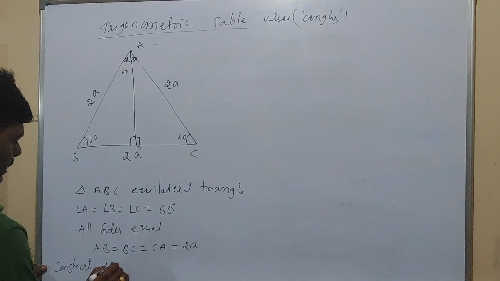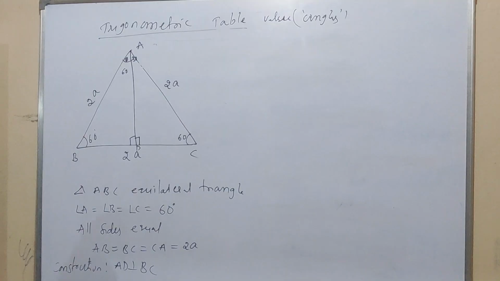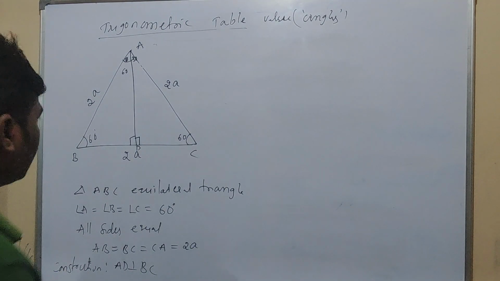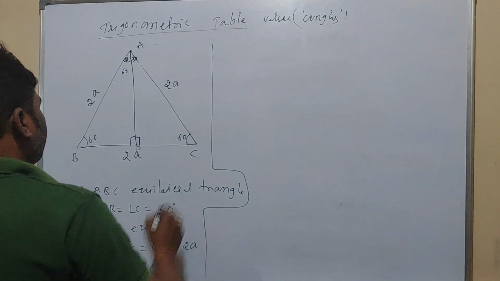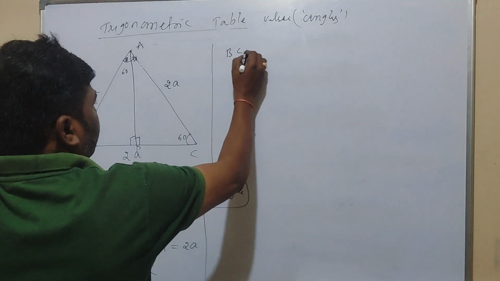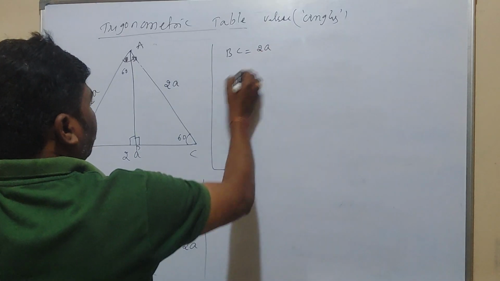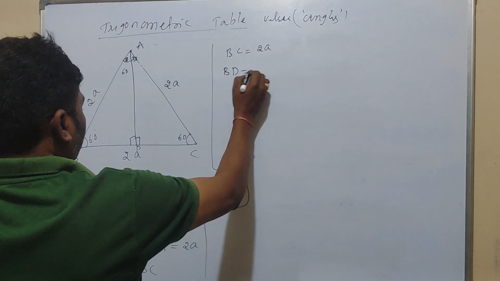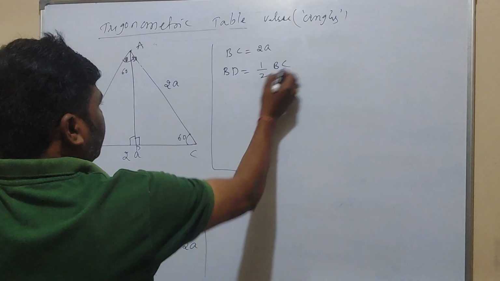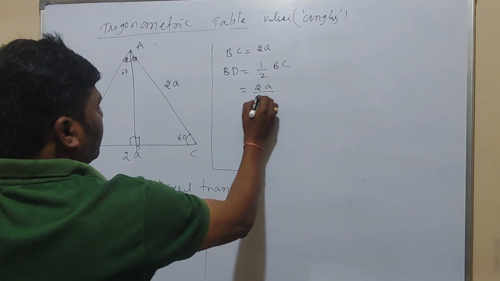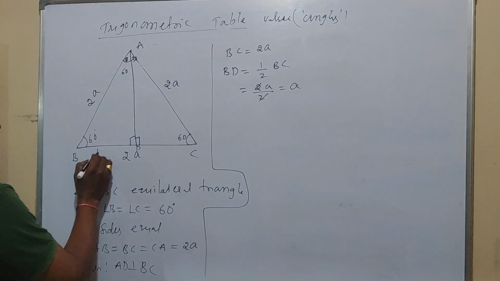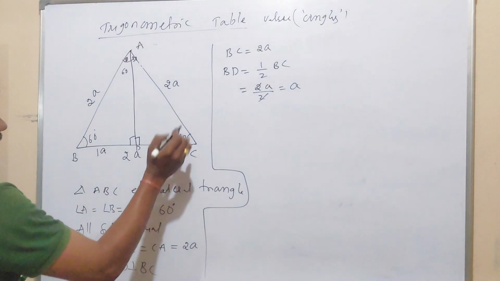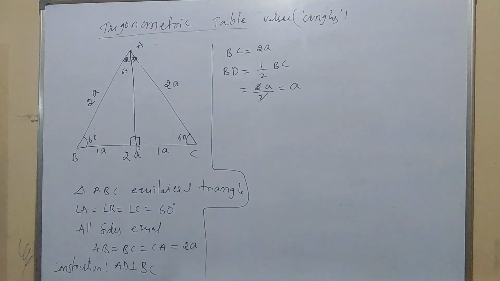Take this point D. AD is perpendicular to BC. So BC equals 2A. BD equals half of BC, which is 2A by 2. The 2 cancels, so that equals A. This side is 1A.